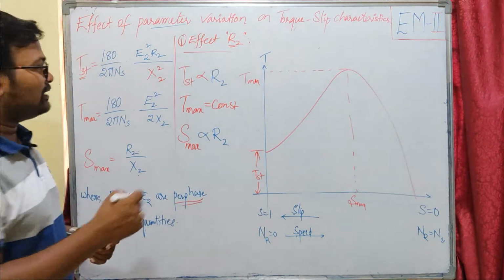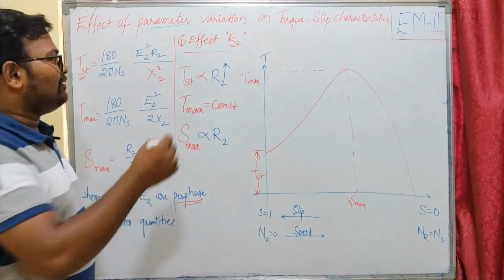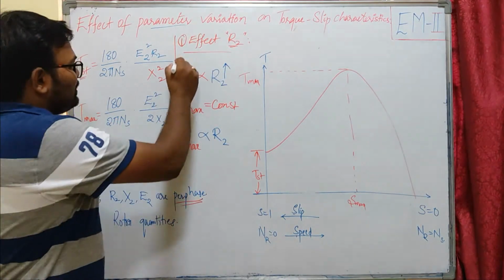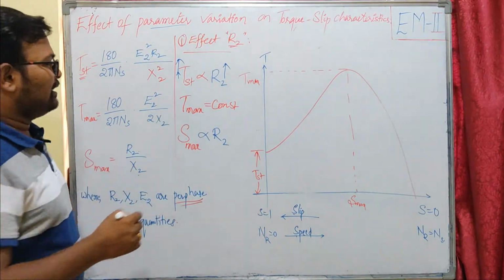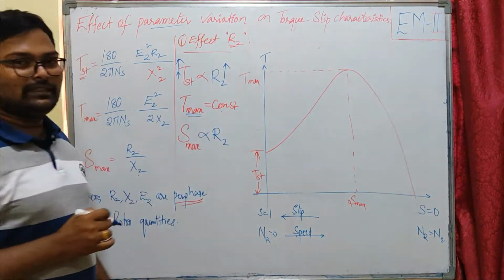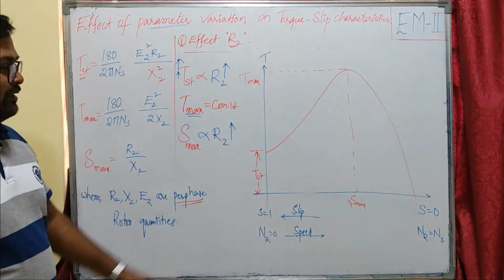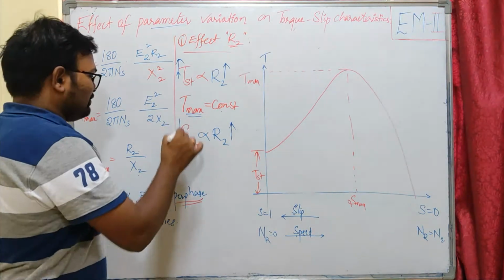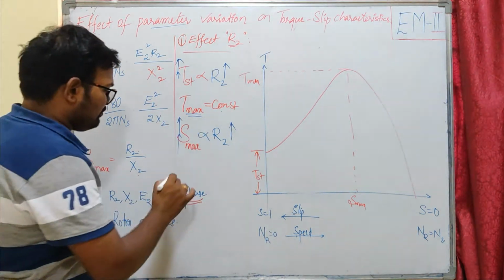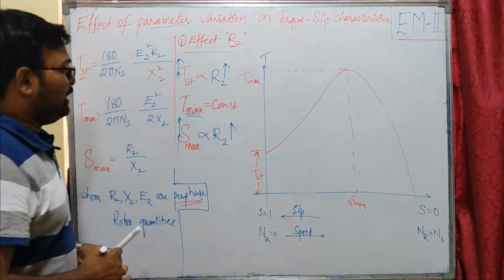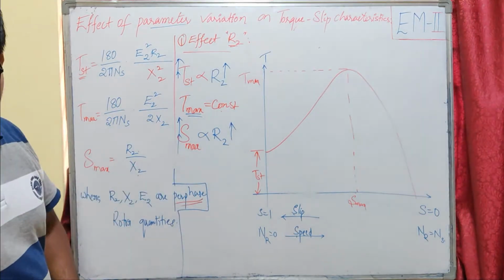Whenever I increase the rotor resistance, which is possible in a slip ring induction motor, our starting torque will increase, and the maximum torque is constant because it is independent of rotor resistance. And the slip at maximum torque condition will also increase. That means our starting torque and slip at maximum torque will increase when I increase the rotor resistance.